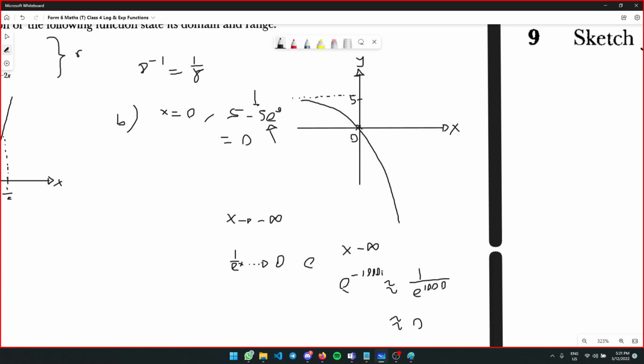So now you just imagine bigger number, bigger number, bigger number. This will slowly become closer to zero as it approaches negative infinity here, somewhere here in the graph. That means it will become 5 minus 5 times something that approaches zero. So 5 minus 5 times 0 is just equal to 5. So the asymptote here will be 5.